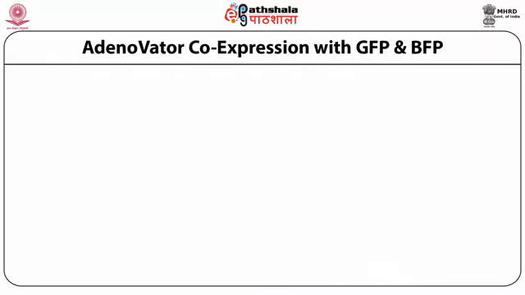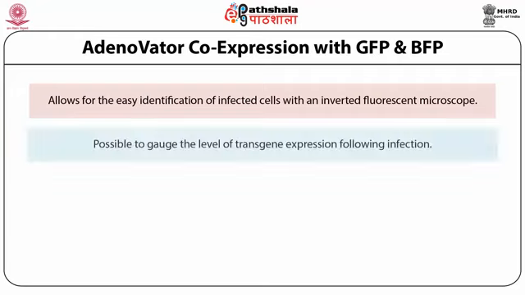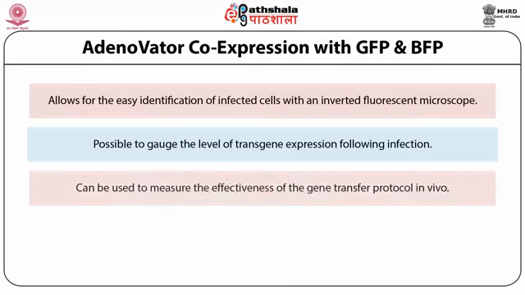So adenovirus vector co-expression with GFP and BFP allows easy identification of infected cells. When we see under the inverted fluorescence microscope, fluorescence is there, red and green, and this makes it possible to gauge the level of transgene expression. If these two proteins are expressed in a better way, it means the transgene expression is also in good amount, and it can be used to measure the effectiveness of the gene transfer protocol in vivo when we use these two proteins.